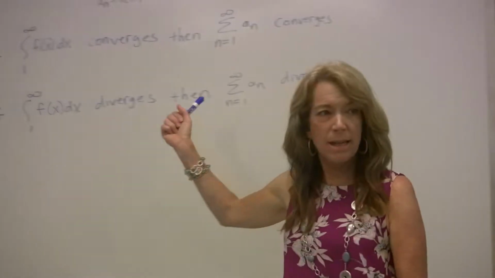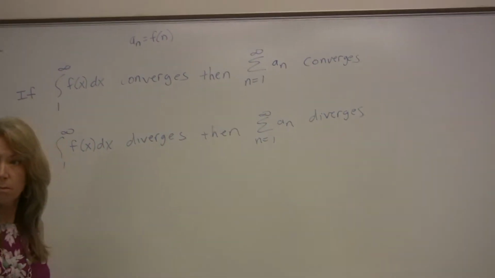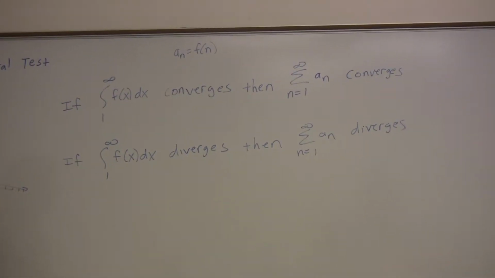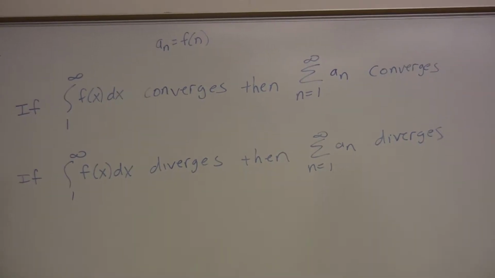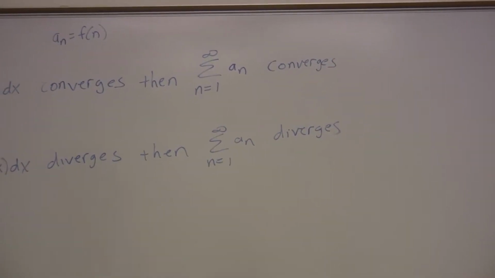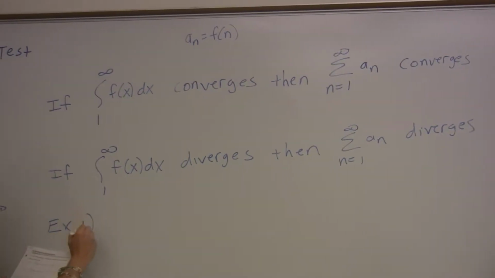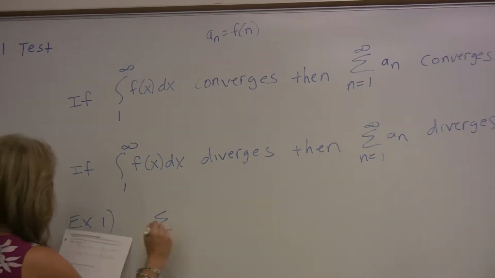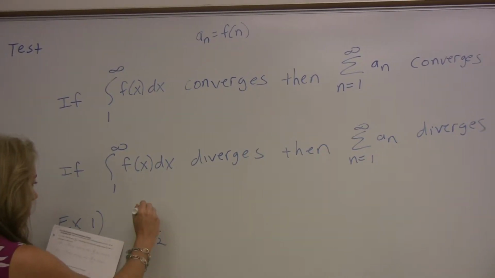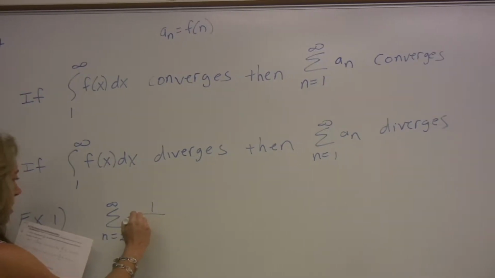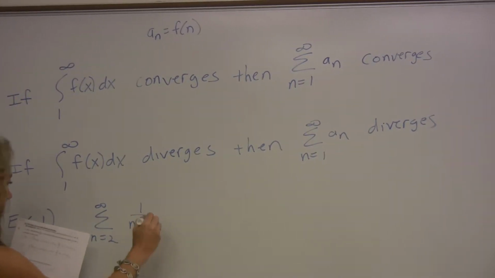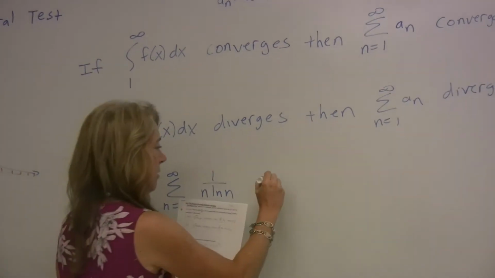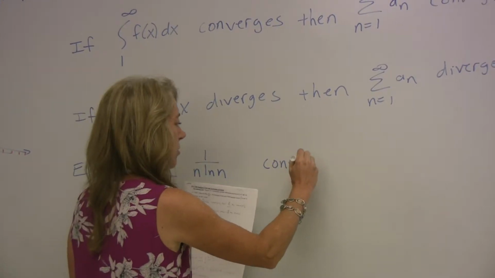This notation make sense? You've got to ask notation questions. Okay, let's look at example 1. Example 1 wants to know if this series, n equals 2 to infinity, of 1 over n ln of n, does this series converge or diverge?